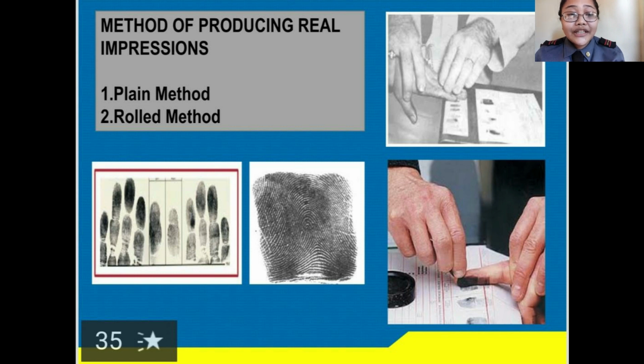The plain method, here is the first picture. This signifies the plain method. Just place your finger, the tip itself, and then press it on the card, and that is the plain method. Unlike the roll method, you need to roll your finger itself, which is why it appears square.